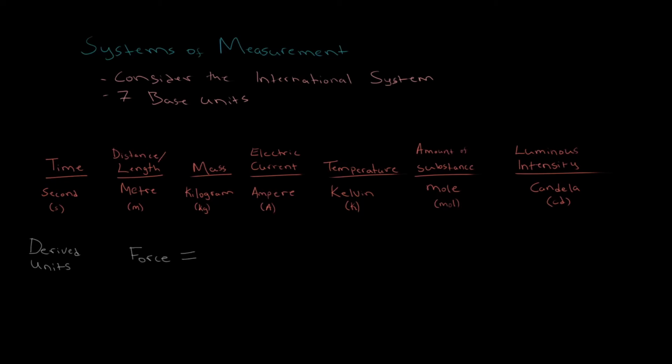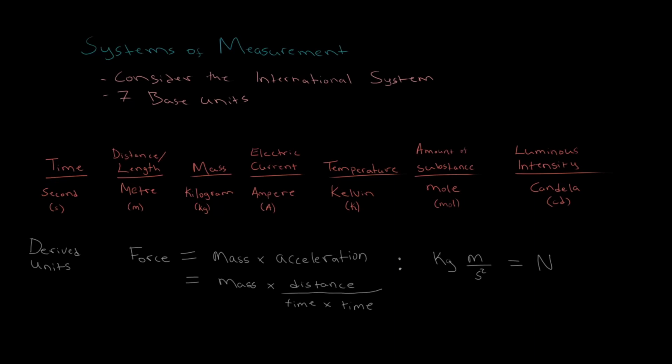Force is another example of a derived unit, which takes the form of mass times acceleration. Using the metric system to define this, our unit of force would be 1 kilogram times 1 meter divided by 1 second squared. In fact, this whole expression has its own name, the Newton. So a Newton isn't a base unit, but rather a derived one.